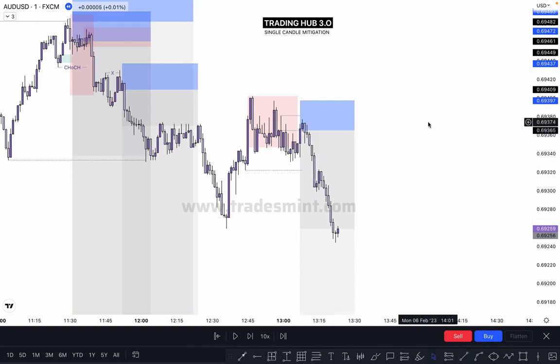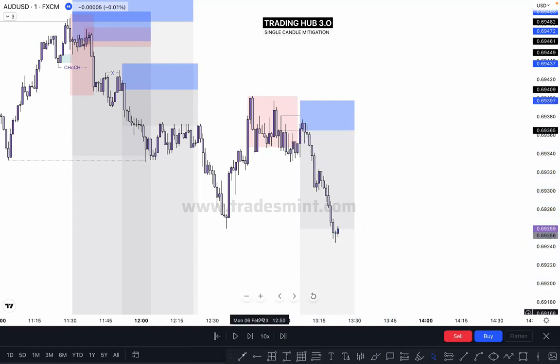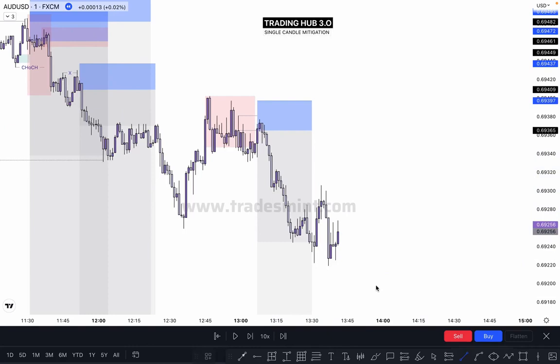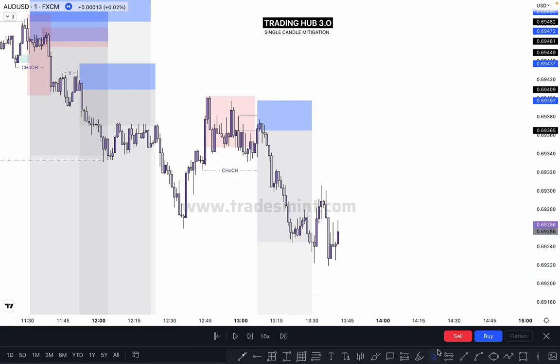After this change of character, where is our next inducement? In this case, this is our inducement. Market continues to go higher, and then we are looking here for a sell, right? Let's see what happened next here. At this point, what happened here? Look at this one. This became our change of character, and after this change of character, we can sell after taking out the inducement at this point, right?